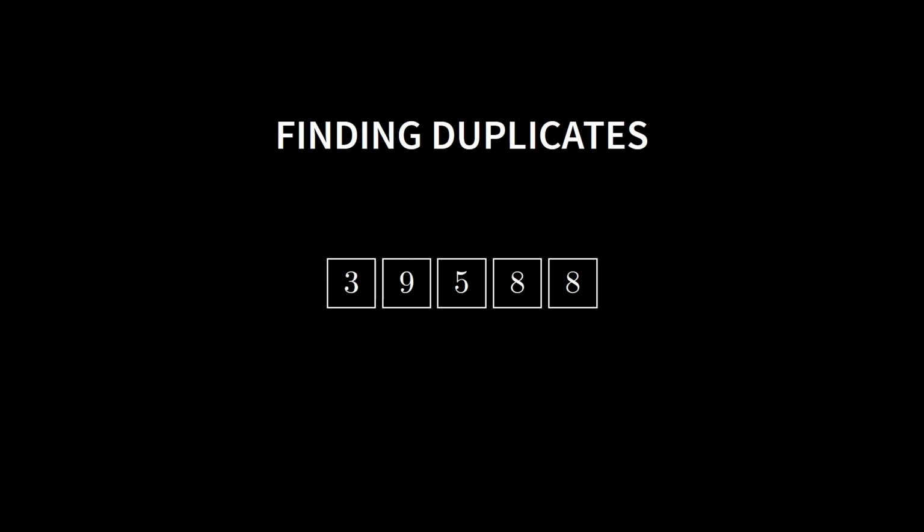Well, what if the array was sorted? Then between two equal values, there cannot be another value, because otherwise the array would no longer be sorted at this position. What do we need to do to find duplicates in an array sorted in ascending order? We look at the first two elements. If they're not the same, the next two, and so on, until we either find two equal values or we reach the end of the array.